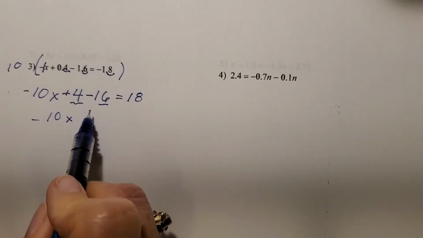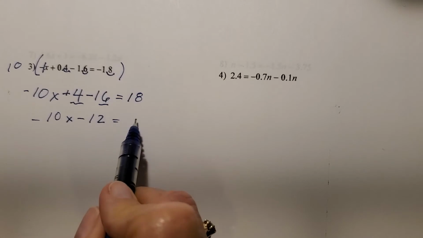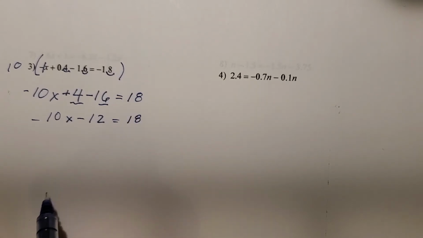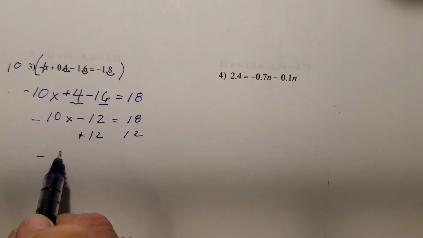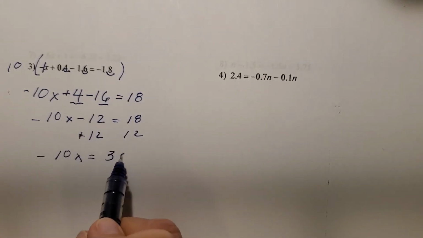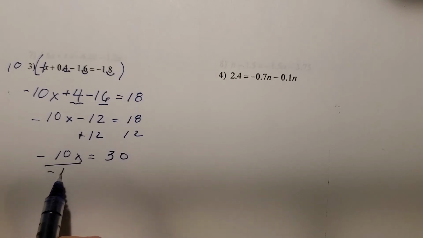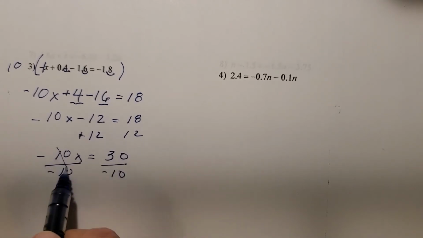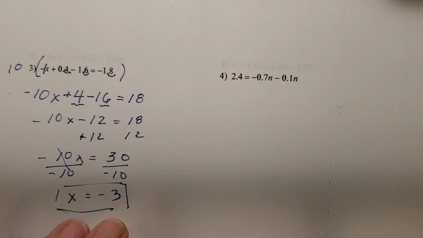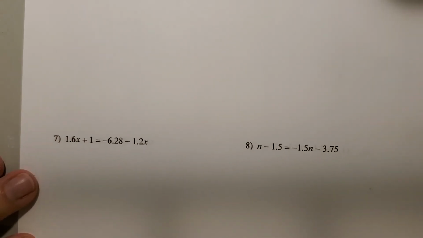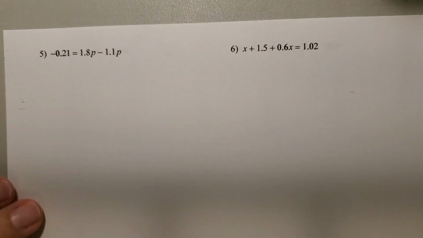So 4 and a negative 16 is a negative 12. Okay, we want to get x by itself, so we add a 12 to both sides. Okay, divide by negative 10, and we get x equals negative 3. That one I could do without a calculator. All right, let's look at the next one. Oops, sorry, there we go.